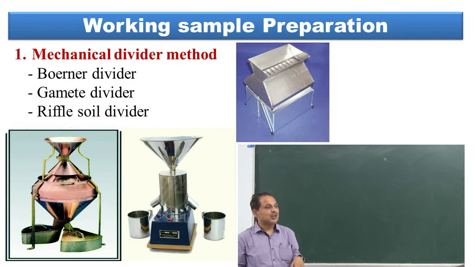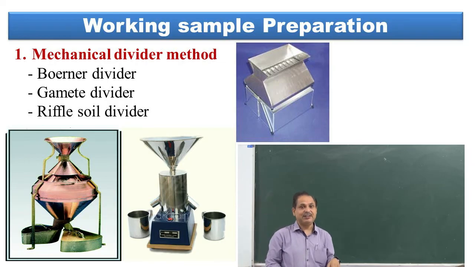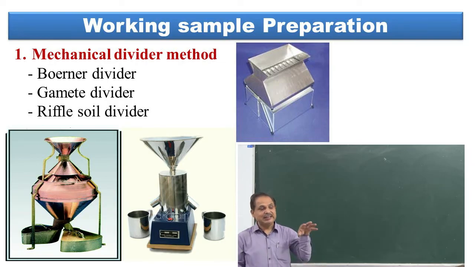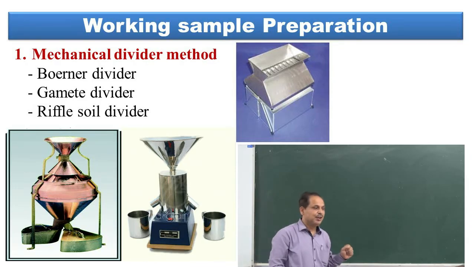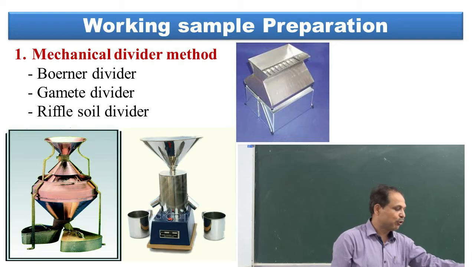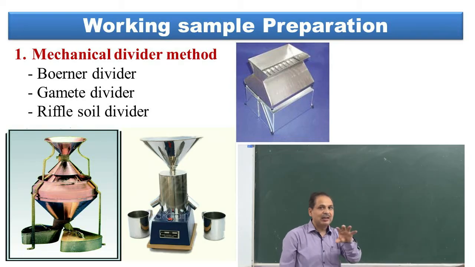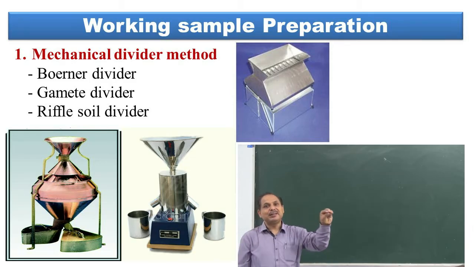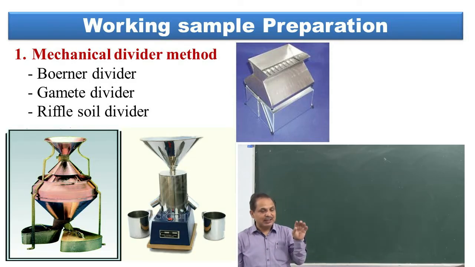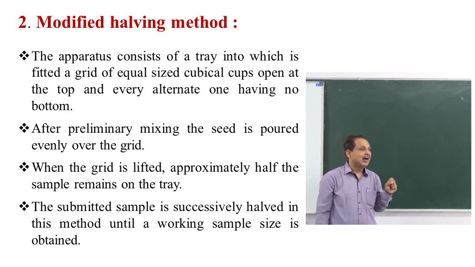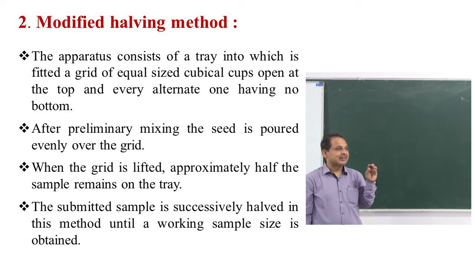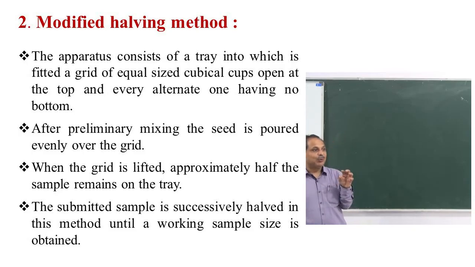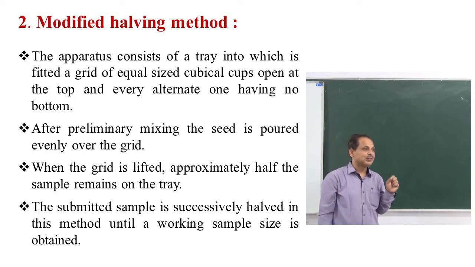The third one is the soil divider, the rifle divider, you can see here. It works in the same way, but it is used for those crops which are chaffy in nature. These all are the mechanical methods of seed division. Now, the second one is the modified halving method of seed division. In this case, the apparatus consists of a tray fitted with grain and equal size cubicles.